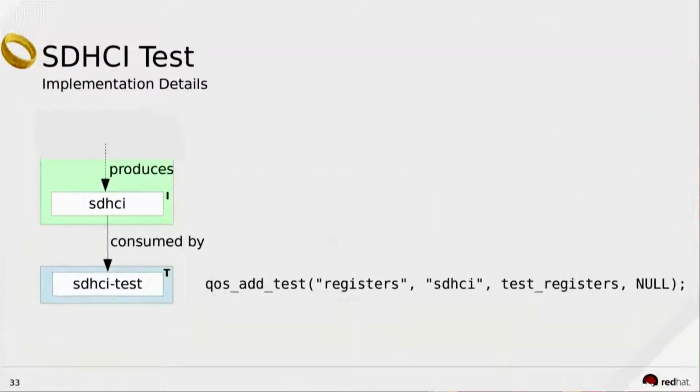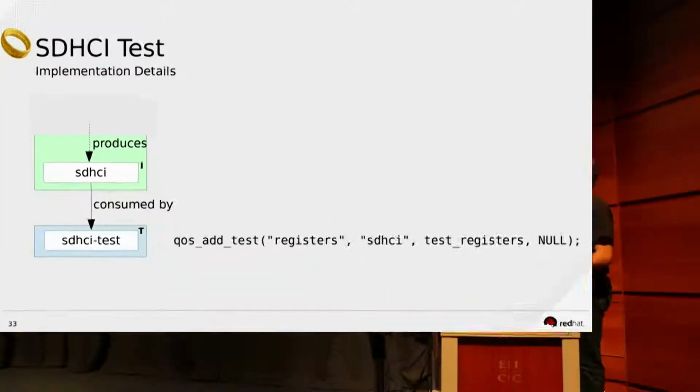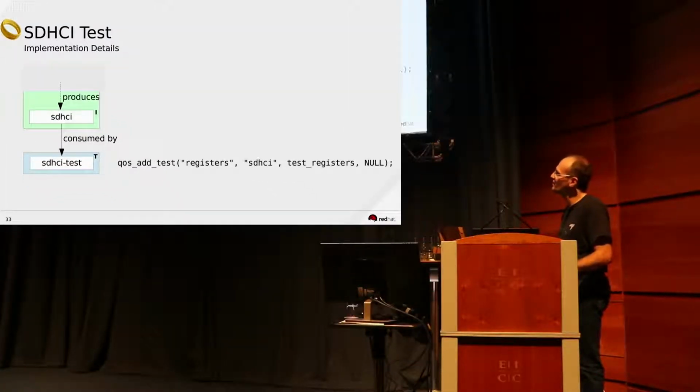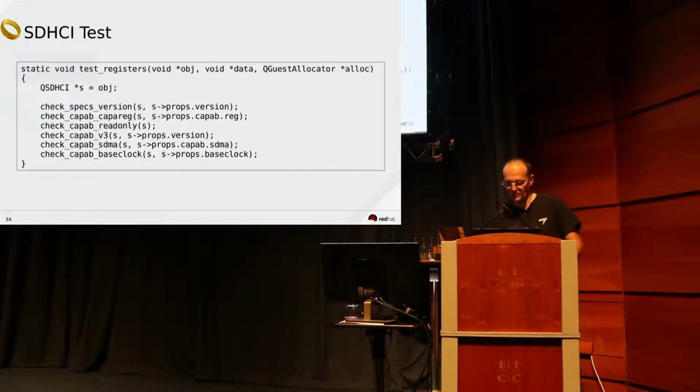And we can finish with what we want to do. In fact, it's to write tests. A test is a node. And we have a function to add a test. The first parameter is the name of the test. This is always the SD card controller test. We test the registers. We provide the name of the interface we want to test and a function to execute the test on this interface.